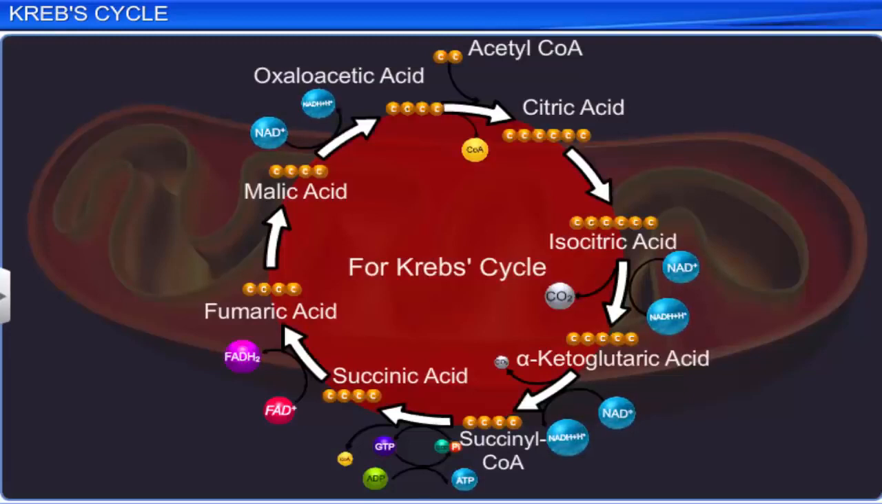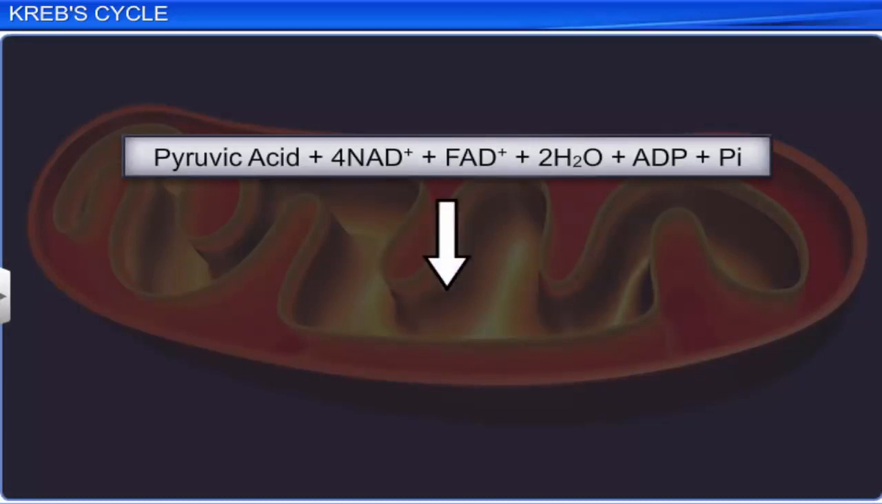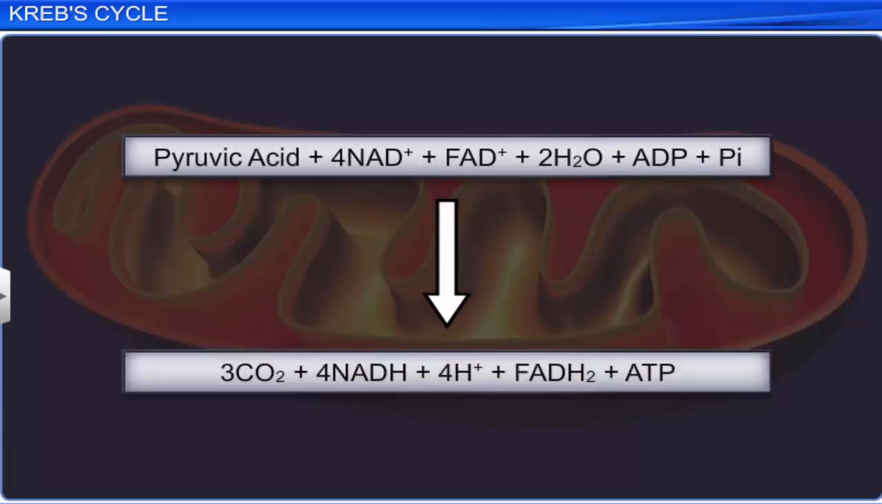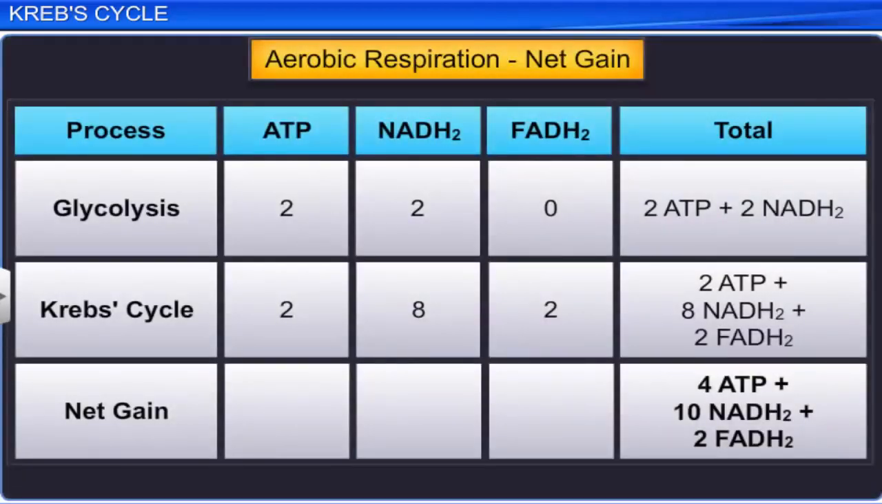For Krebs cycle to run continuously, oxaloacetic acid, NAD+, and FAD+ need to be regenerated. The summary equation of Krebs cycle is as shown here. The net gain of Krebs cycle in the conversion of 2 molecules of pyruvate is 2 molecules of ATP, 8 molecules of NADH plus H+, and 2 molecules of FADH2. So far, the energy harvested has resulted in the direct synthesis of only 4 molecules of ATP.